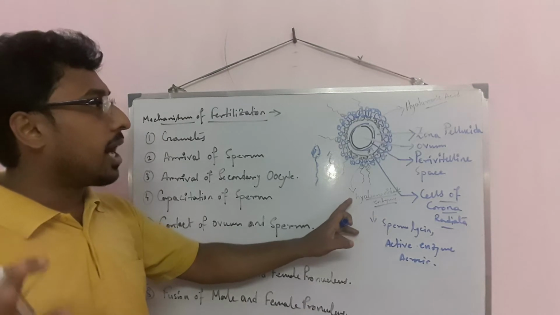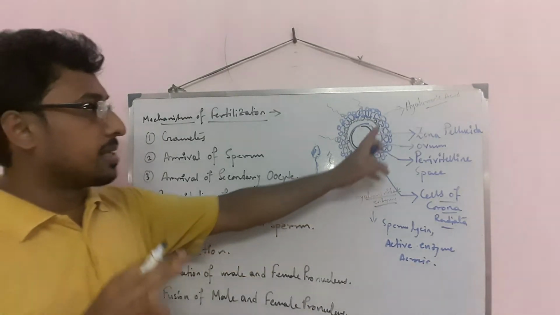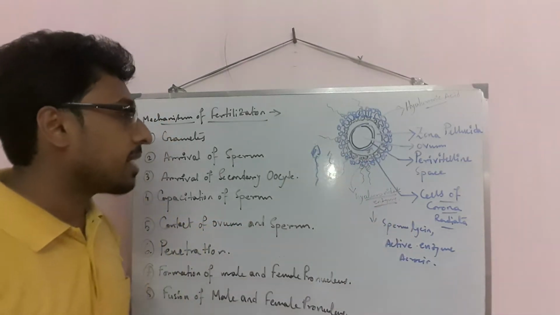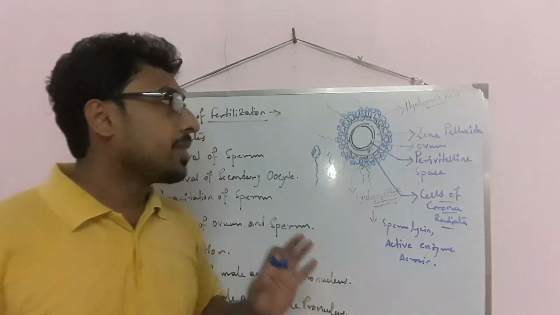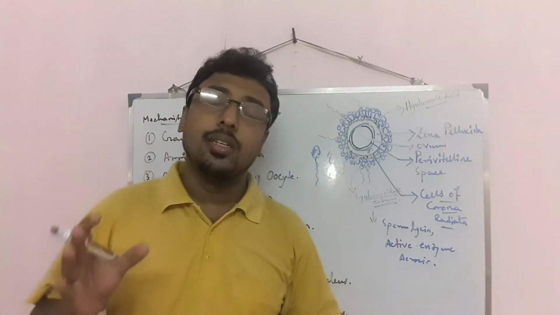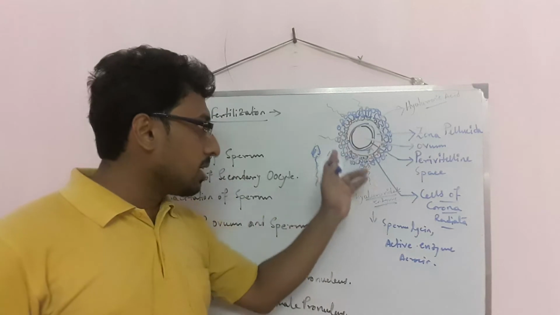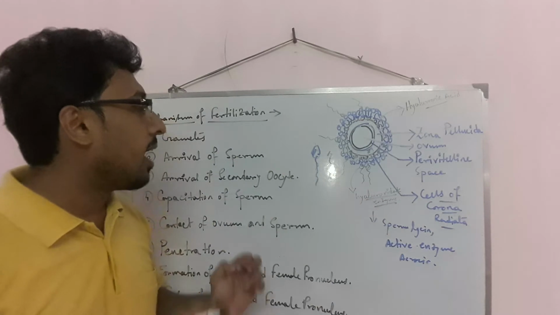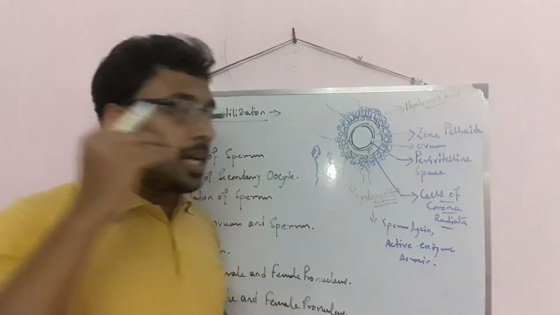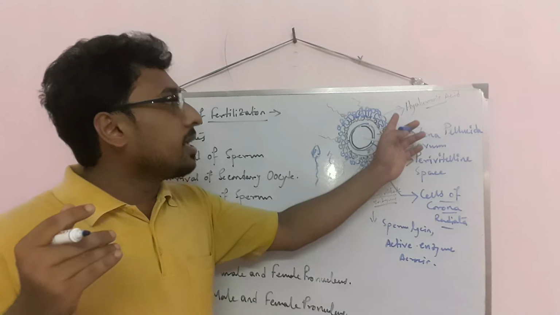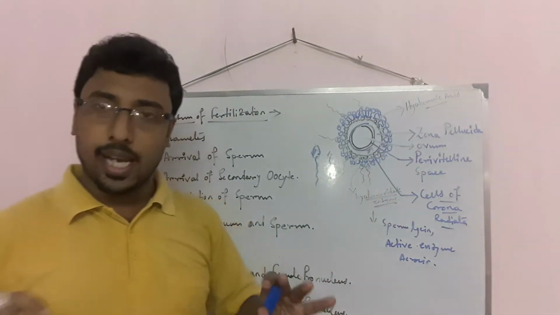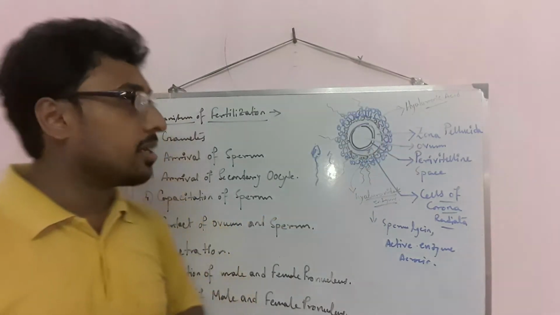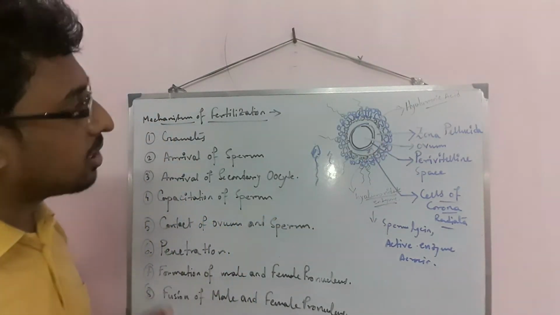Hyaluronic acid is present in the cells of corona radiata, and in the head of the sperm there is the enzyme, that is hyaluronidase. That enzyme will neutralize this area because it is fully acidic due to hyaluronic acid. So the enzyme hyaluronidase will ultimately reduce the acidic nature of that region, and it will ultimately neutralize it. So number one, in the process of penetration it will occur.